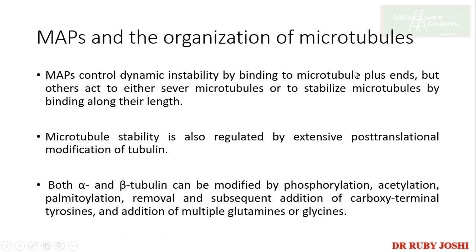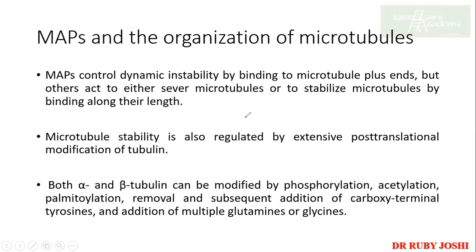Now coming to the MAPs and the organization of microtubules. So what are MAPs? It is microtubule associated proteins. Okay. Now these microtubule associated proteins are going to help in stabilizing the microtubule plus and minus end. Like they ensure whether the microtubule should keep on extending or it should get stabilized to that particular length. Okay. Now MAPs control dynamic instability by binding to the microtubule plus end, but others act to sever the microtubules or stabilize the microtubules by binding along their length.